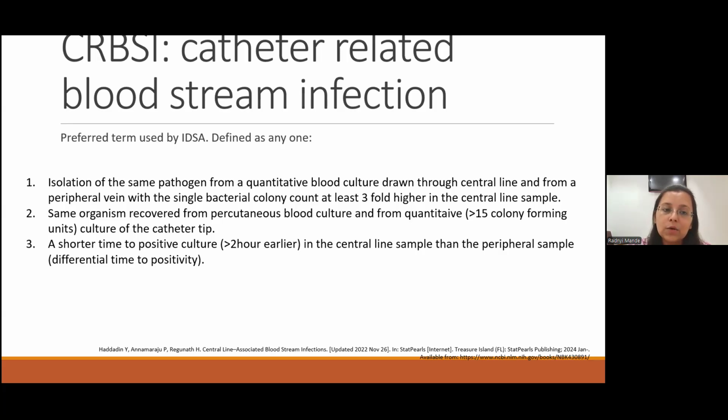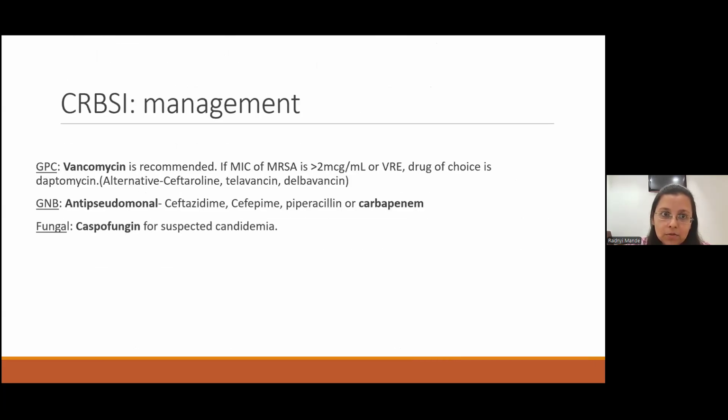And there's something called as differential time to positivity. That is a shorter time to positive culture in the central line sample than the peripheral sample. That means the central line sample will flash 2 hours earlier than that of the peripheral line sample. So how do you manage catheter-related bloodstream infection? So main is systemic antibiotic lock therapy. There are certain indications when you remove the central line.